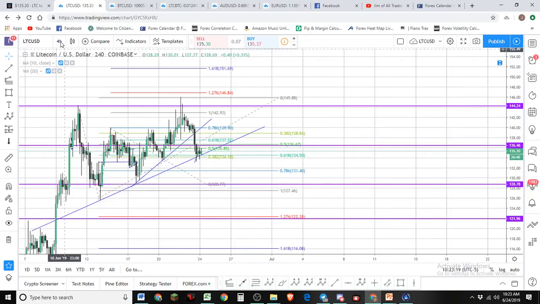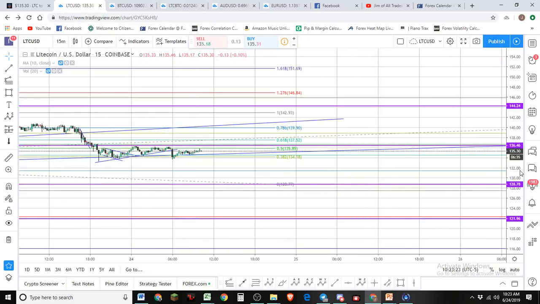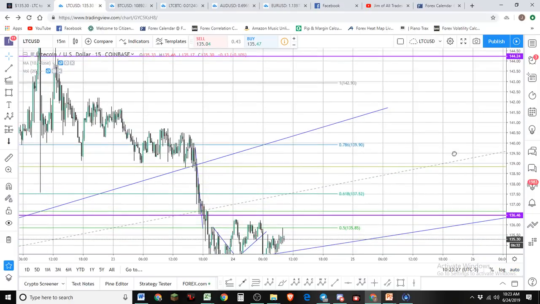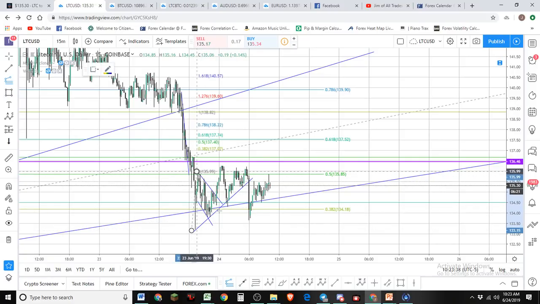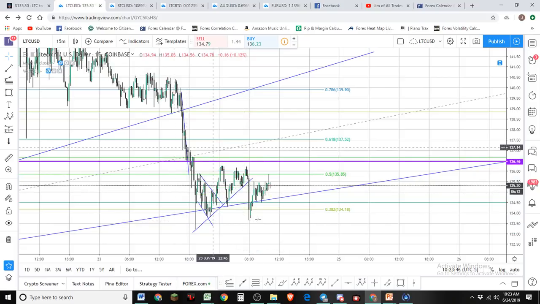Okay, let's just zoom in and take a peek at the current wave that's being formed here. You can see here it looks like we've got an ABC. It almost made the one-to-one extension. Didn't quite make it. Then it came down. You know what, this structure looks like another ABC right here.